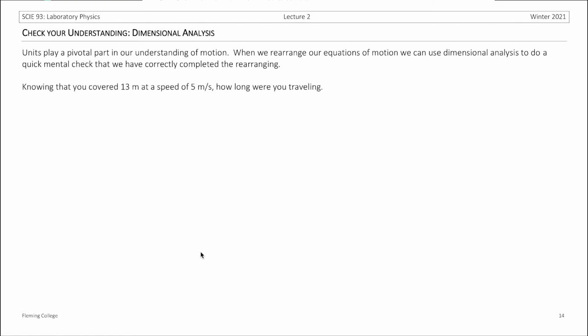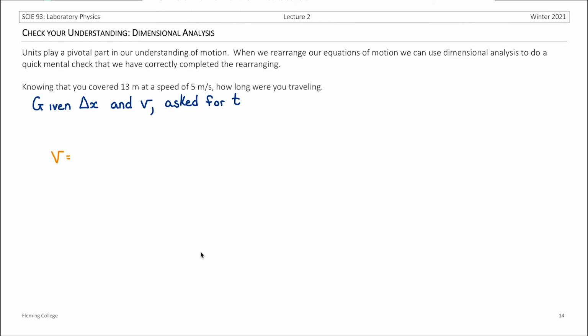I want to add a portion here. I want you to check your understanding of dimensional analysis. Units play a pivotal part in our understanding of motion. When we rearrange our equations of motion, we can use dimensional analysis to do a quick mental check that we have correctly completed the rearranging. You saw us do this on the first free fall problem. So think of this. Knowing that you covered 13 meters at a speed of 5 meters per second, how long were you traveling? We're given displacement and speed and asked for time.